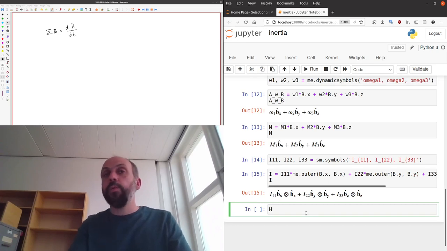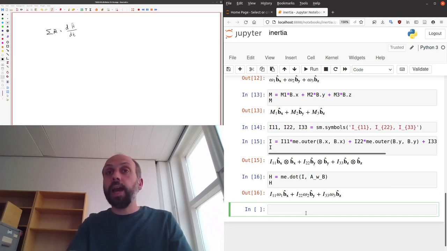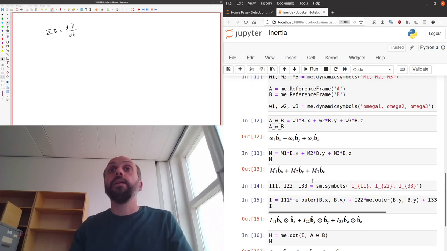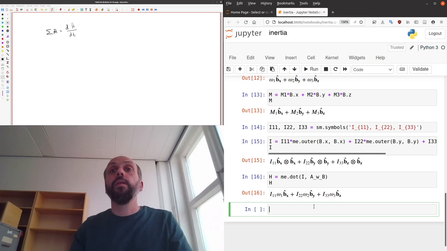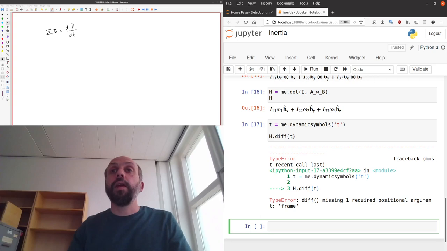We know that the angular momentum, the central angular momentum in this case, is going to be quite simple. We'll have H, and then I'll do me.dot of I with omega B in A. Okay. And I can take the time derivative of that. Well, we know that omega changes with time, I doesn't, but also these will change with respect to time in A, right? If I do H.dot diff, and let's get t first, me.dynamicsymbols t, and then H.diff t in A, right?